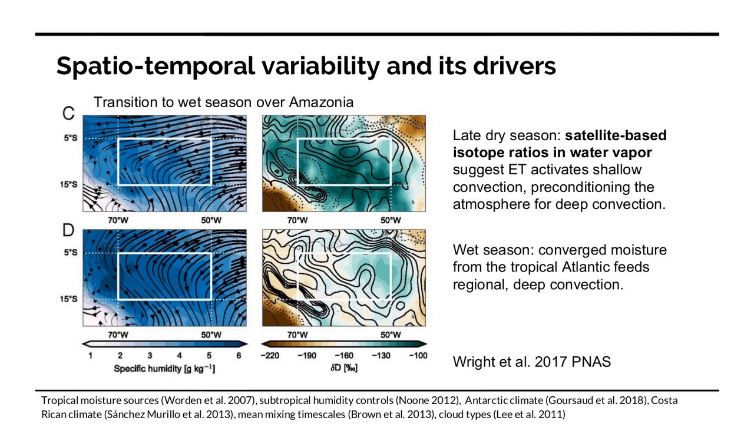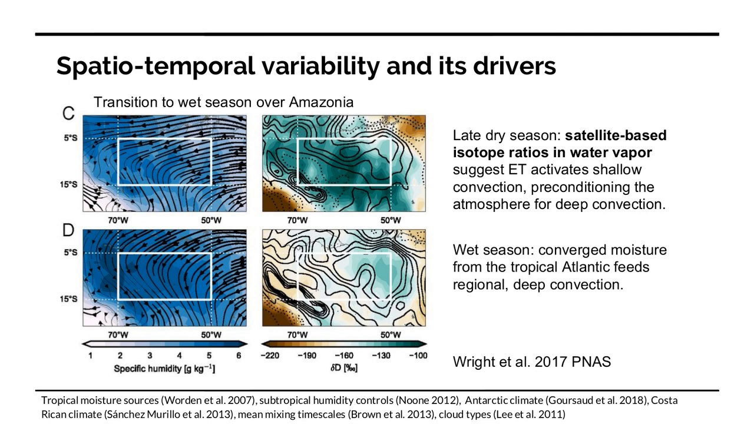So the example I really wanted to focus on today, of how we might think of building a network to observe spatio-temporal variability in order to understand dynamical drivers, is this recent work by Jonathan Wright in PNAS. Essentially what Wright and colleagues were looking at was the transition from dry season to wet season over the Amazon. The figure on the left shows, in the left-hand column, patterns of specific humidity, the top showing the end of the dry season and the bottom showing the wet season. On the right, he has spatial maps of isotope ratios in water vapor from the satellite-based Tropospheric Emission Spectrometer, which we call TES. And really here he's used the spatio-temporal patterns of the isotopes to say something about the drivers of this transition from dry to wet.